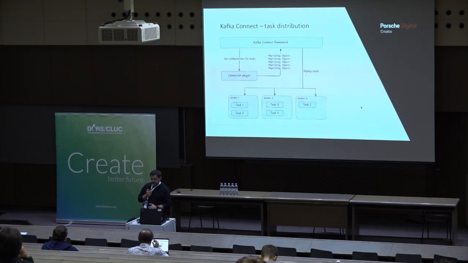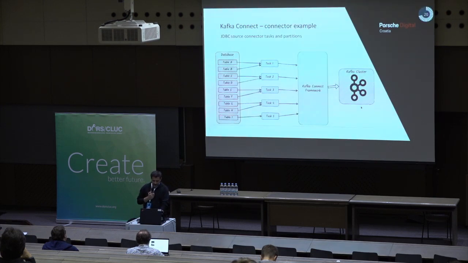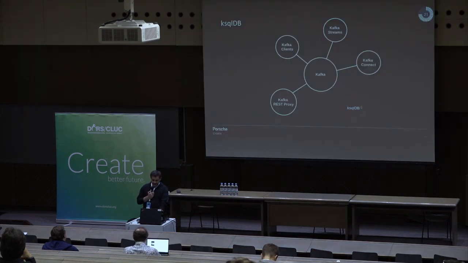Maybe I forgot to say that Kafka Connect is a separate cluster. It's not part of the main Kafka cluster, so it's basically more like a client to Kafka brokers. It's also built on top of the producers and consumers. And here we have an example of how tasks can be arranged when we have multiple sources in the external system.